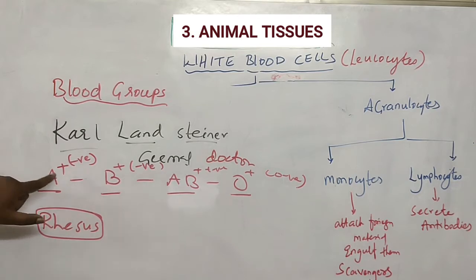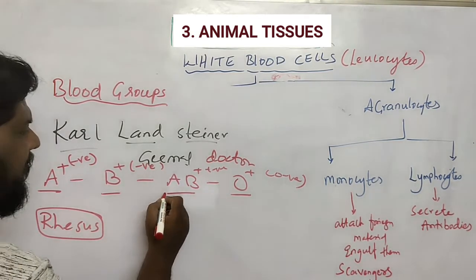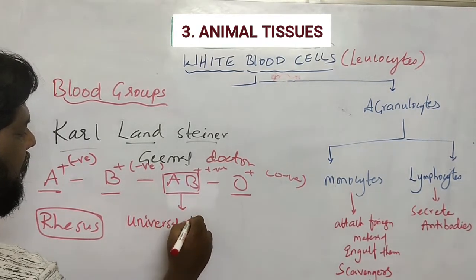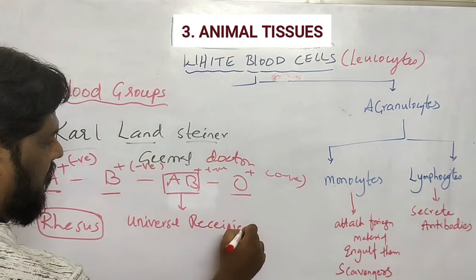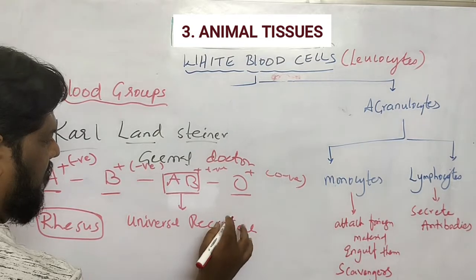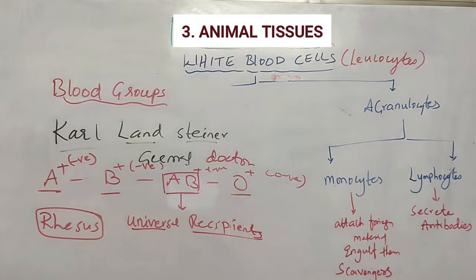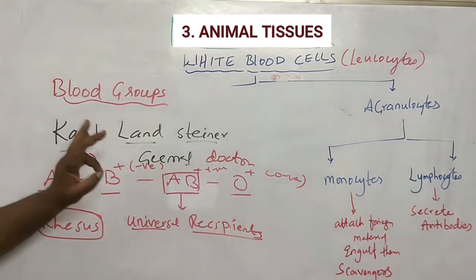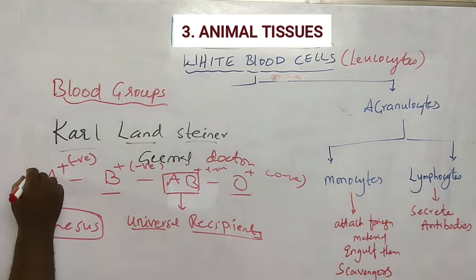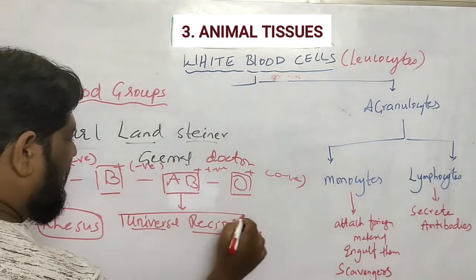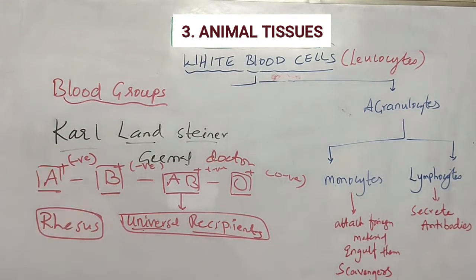Now coming to the AB blood group, out of A, B, AB and O, the AB blood group are called the universal recipients. You know why they are called universal recipients? Because they can get blood from any of these. They can receive blood from A, B and O. All these three blood groups can give them blood. They can accept anybody's blood group. That's why they are called universal recipients.